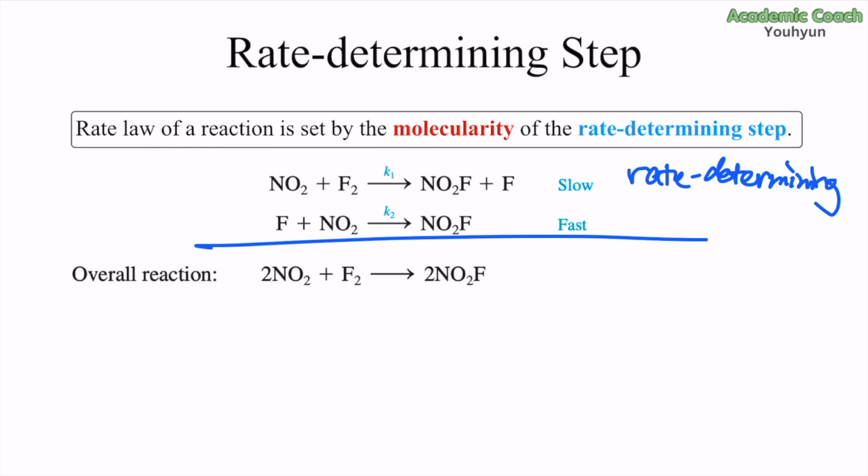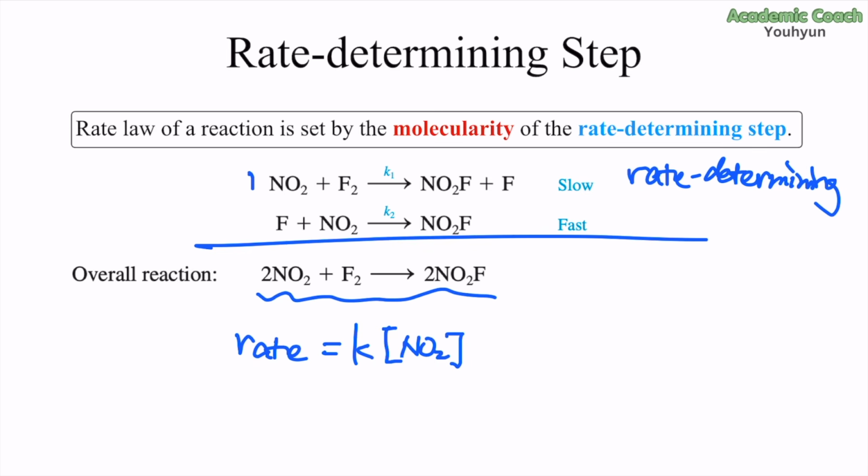And that means that for this overall reaction, its rate law can be written from the molecularity of the rate determining step. So it will be k times the concentration of NO2 to the power of 1 times the concentration of F2 to the power of 1. Here, the power of 1 and the power of 1 follow exactly the coefficients of NO2 and F2 in the rate determining step.